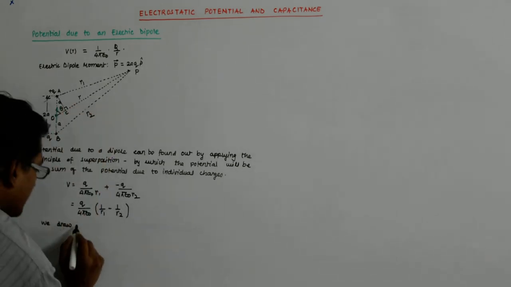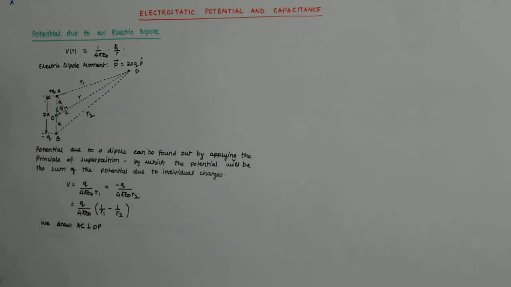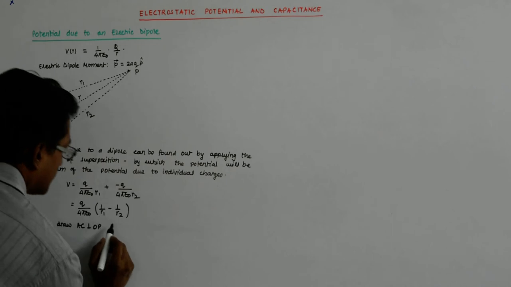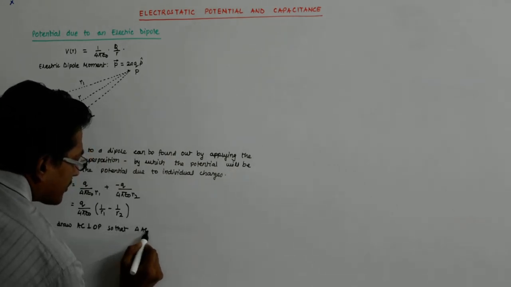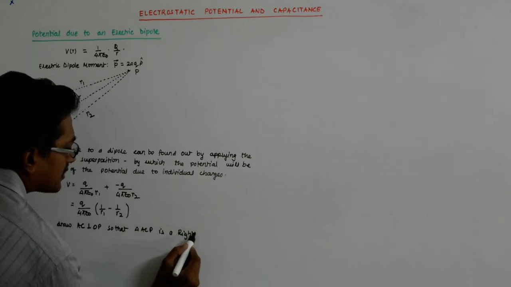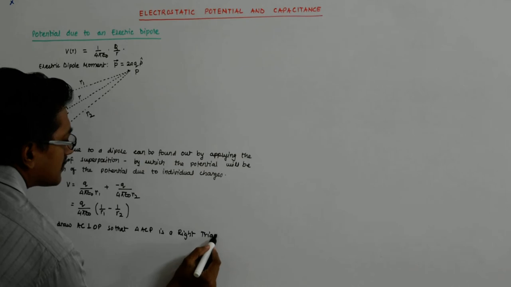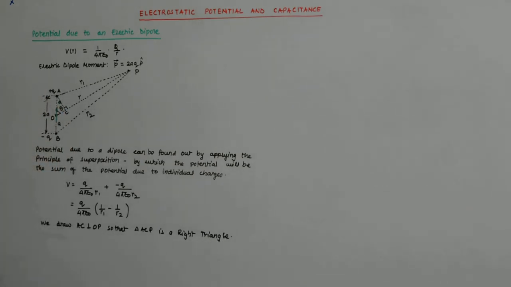AC perpendicular to OP. Fine. So that triangle ACP is a right triangle. Is it not? Is a right triangle.